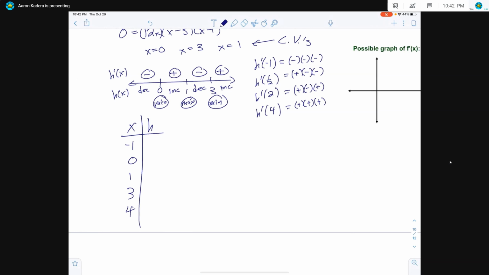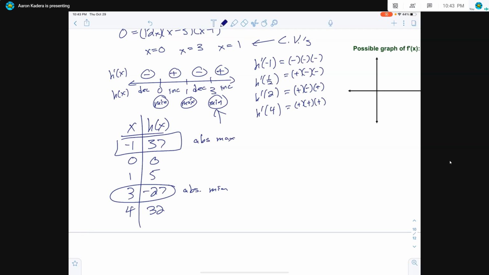Figure out what h of x is there. So if you want to figure out what h of x is there, there's no harm in grabbing a calculator and figuring it out on the table. We just wanted to do the analysis by hand, basically. So 37, 0, 5, -27, and 32. So there is an absolute min. And we identified it as a minimum, so that's always a good sign. And then there is an absolute max.